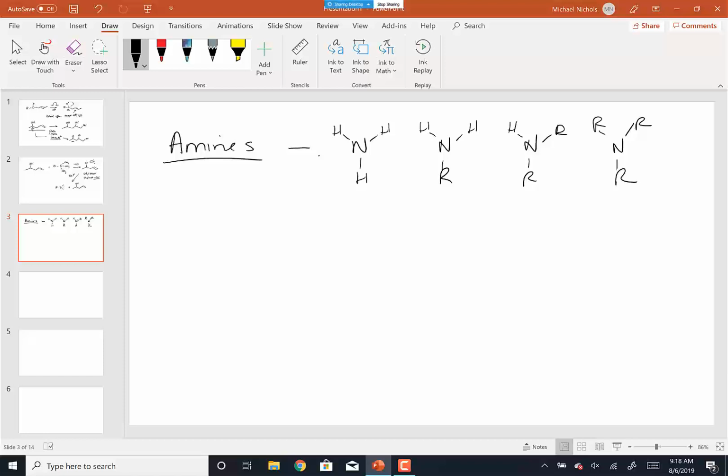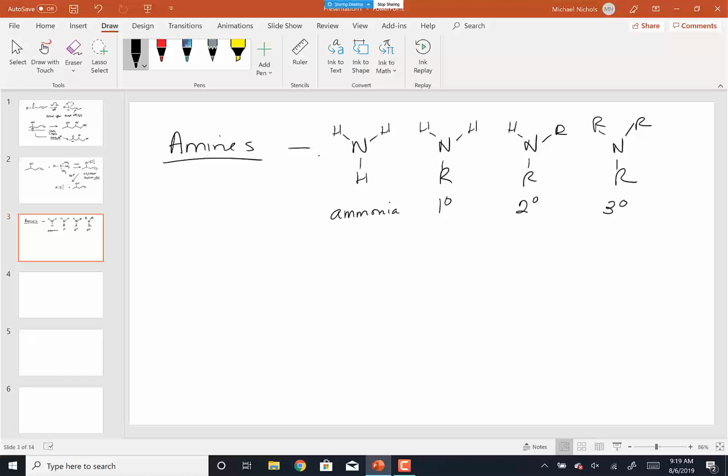We designate these by saying, given the number of alkyl groups that are on the nitrogen, it's either primary, secondary, or tertiary. So an NH2 is going to be a primary amine, an NH is going to be secondary, 3 alkyl groups is tertiary, and no alkyl groups is simply ammonia. And ammonia is useful, but it's not technically an amine. The amine has to have an alkyl group on it.